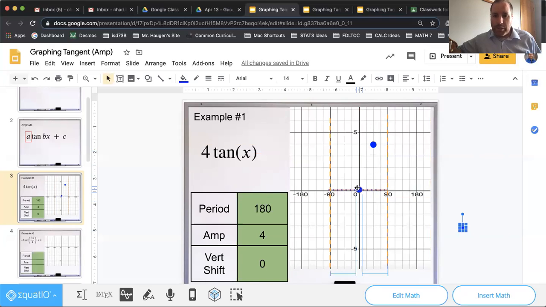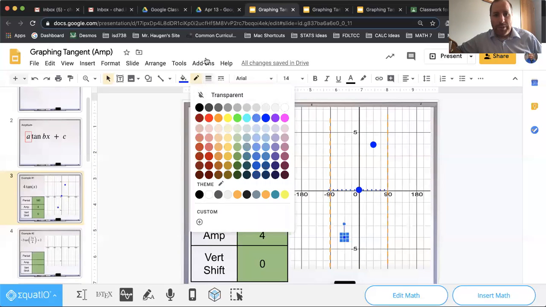Same with this one. We're going to go back halfway, and normally we'd go down 1, but now we're going to go down 4 in this case, so it'll be down here. So it just takes that graph. It's going to be the same shape, but it just stretches that graph out a little bit. That's what that's doing.